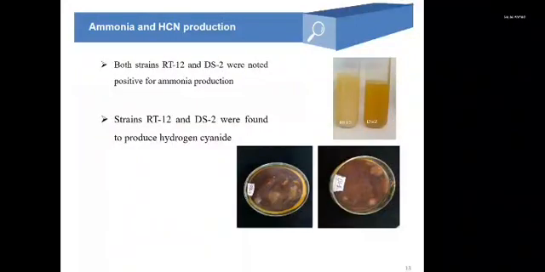After that, strains RT12 and DS2 were also checked for the production of hydrogen cyanide, and these bacteria were found to produce hydrogen cyanide.